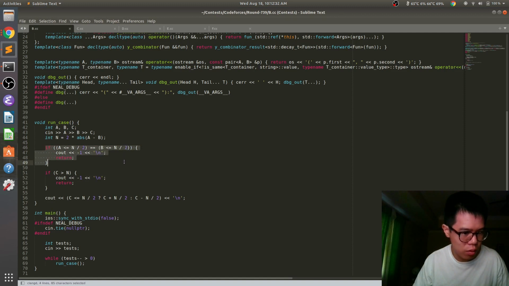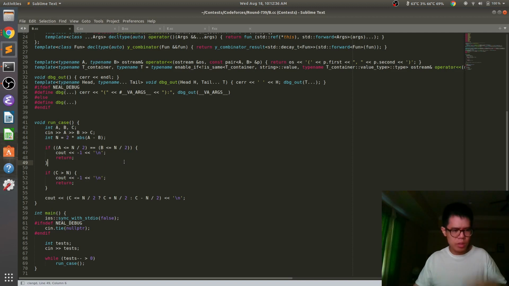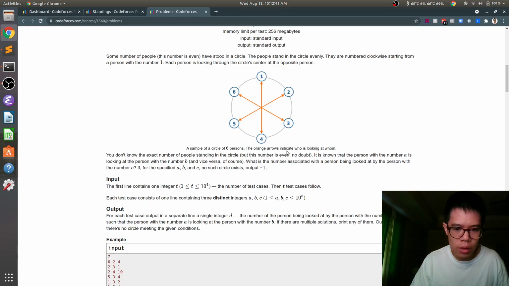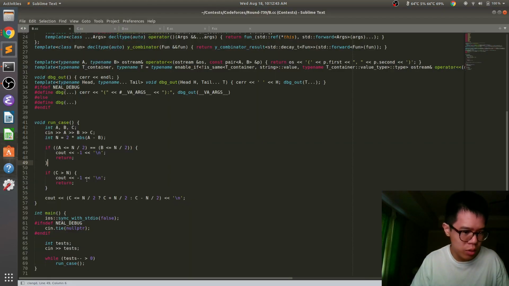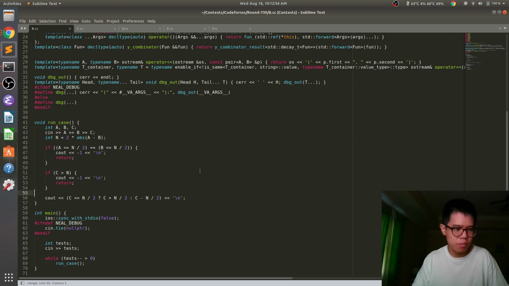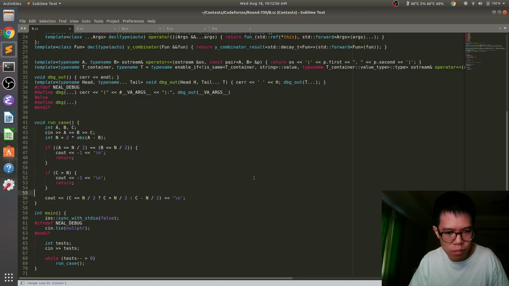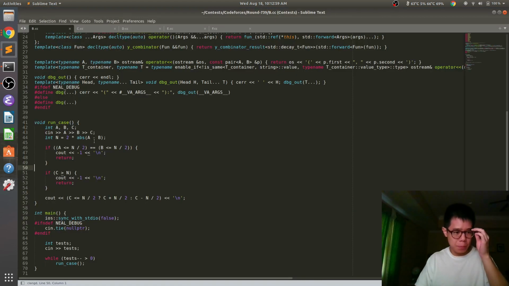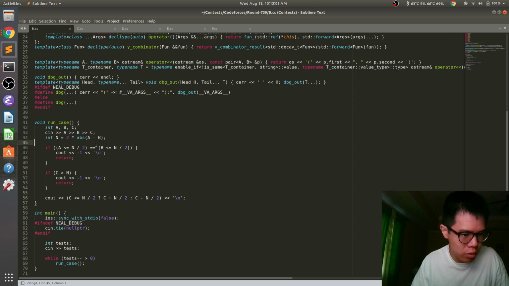If they're, I guess it's mostly if they're both over n over 2, then we fail and we print -1. And then also if C is greater than n, we need to print -1. Otherwise we just check whether C is at most n over 2, and if so we add n over 2. And if it's greater than n over 2, we need to subtract n over 2. And that is the person C is looking at. Yeah, so not too bad, but a little tricky. You need to just make sure you handle all the -1 cases here.